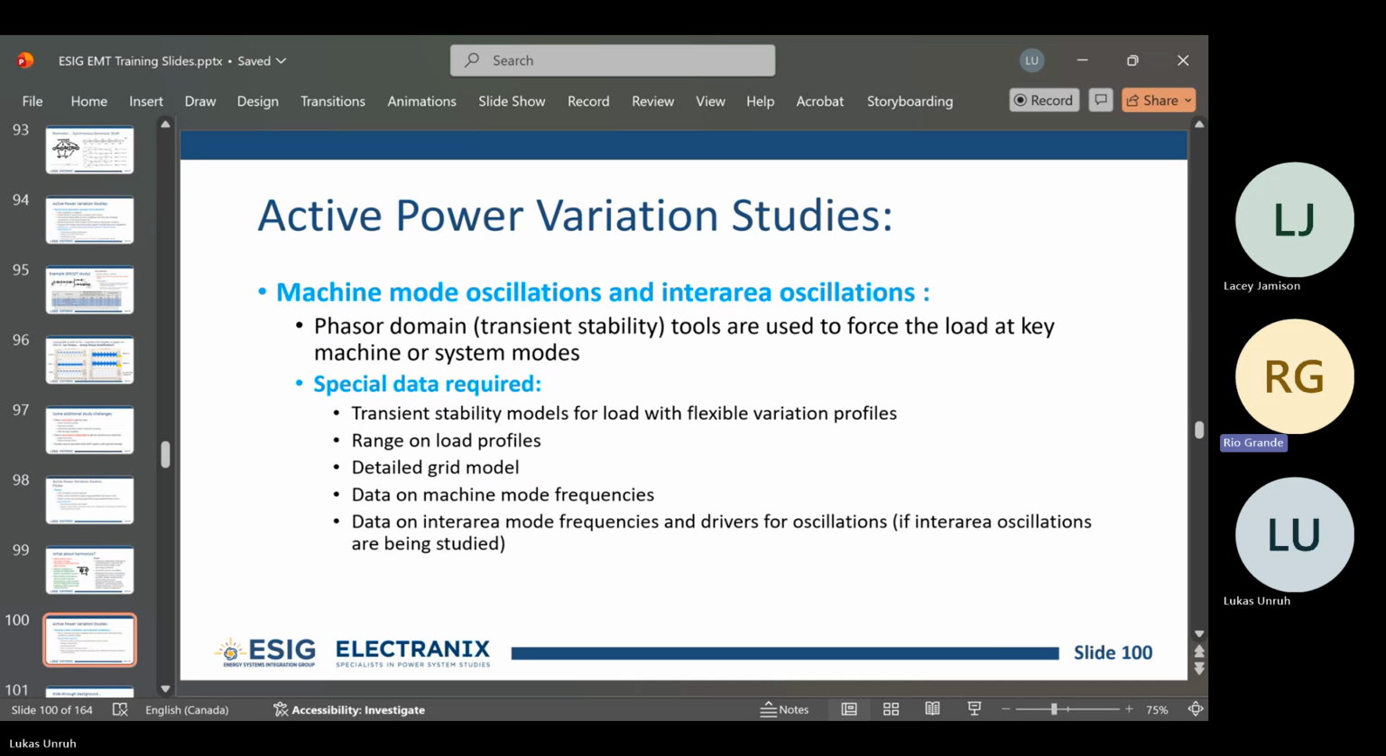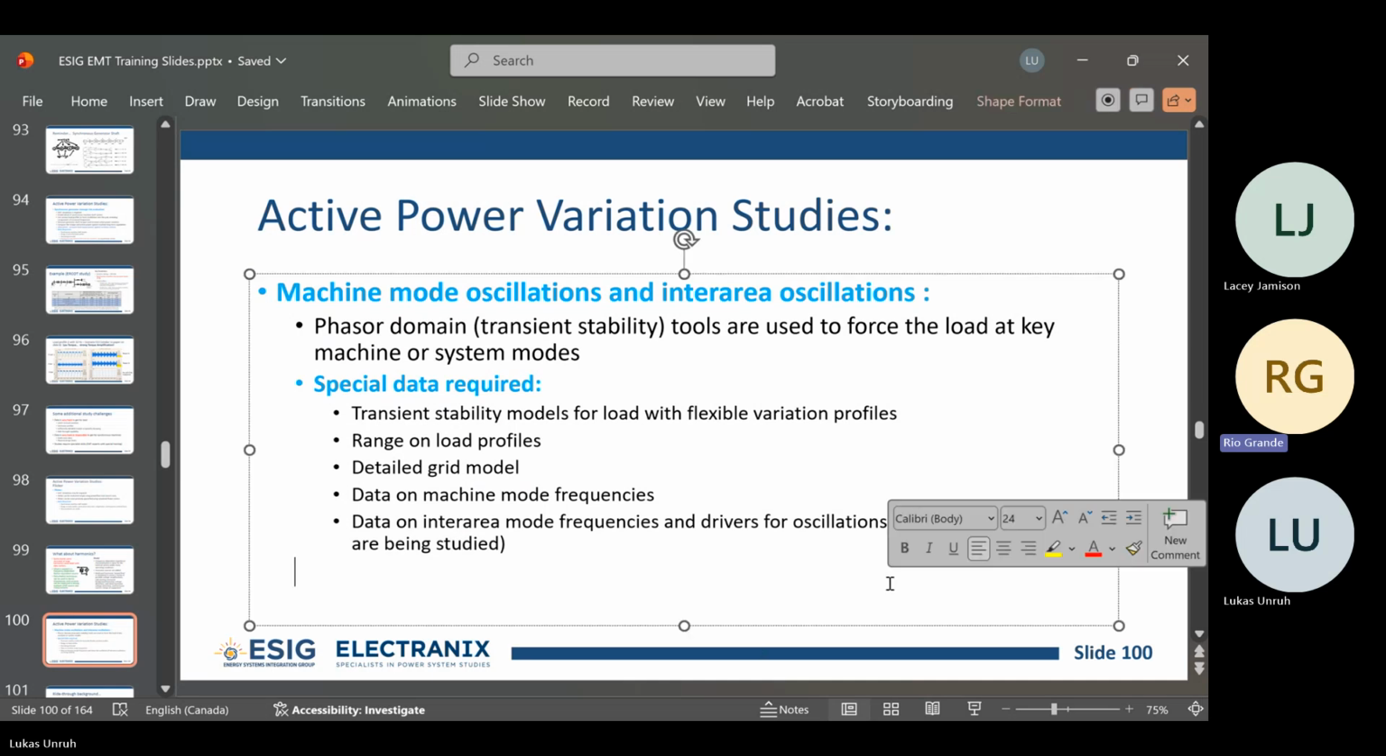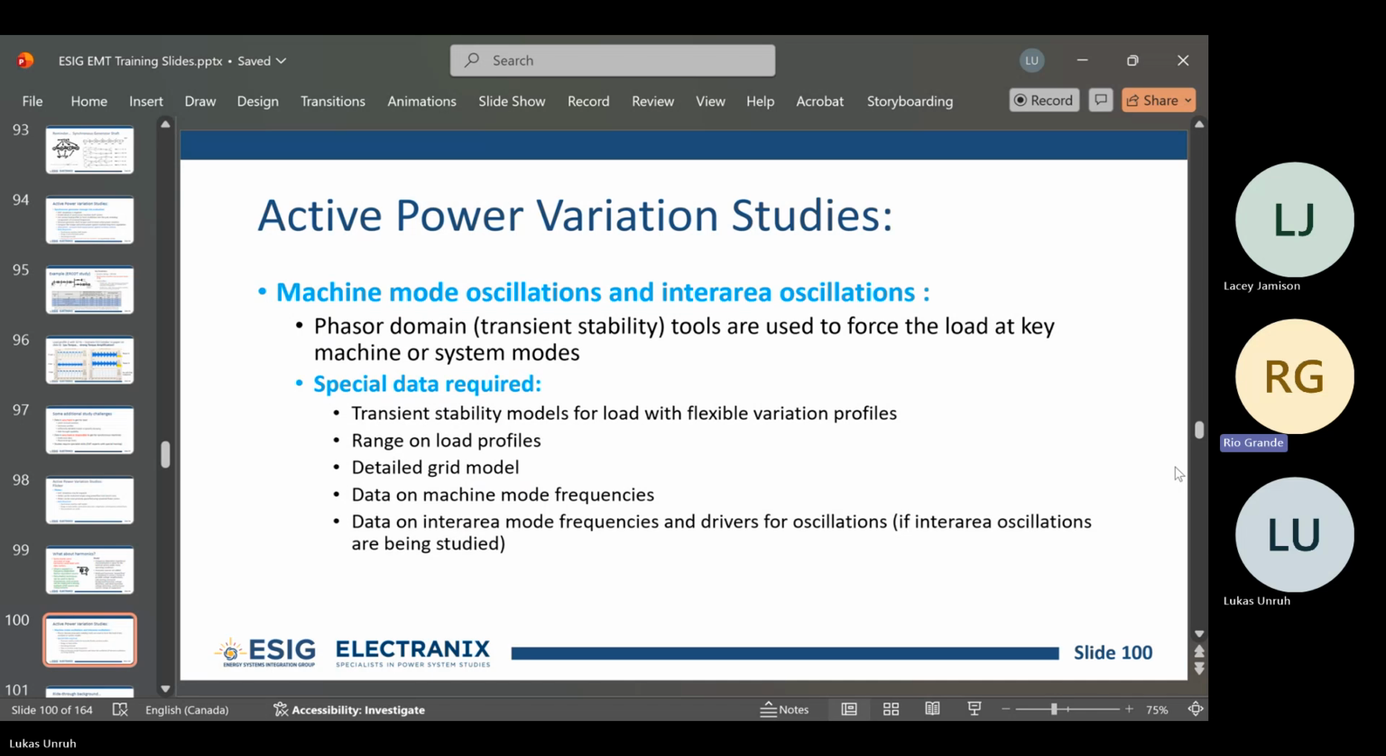And we're not necessarily changing the stability of that mode. We are repeatedly exciting it, so we can see what sort of impact that might have on nearby machines, but we're not changing the damping of that mode by doing that, because again, this is a forced oscillation. It's not a damping based oscillation.